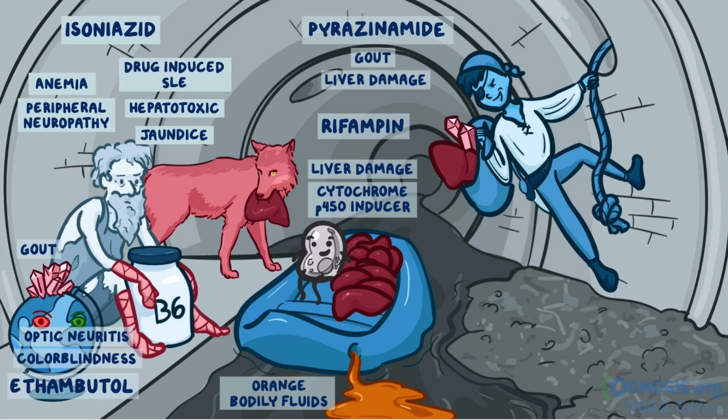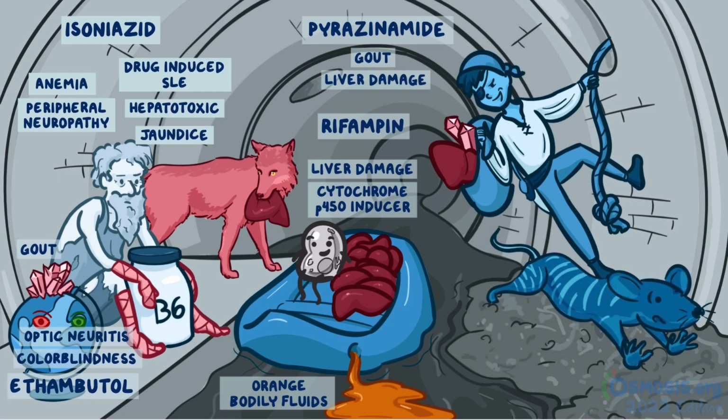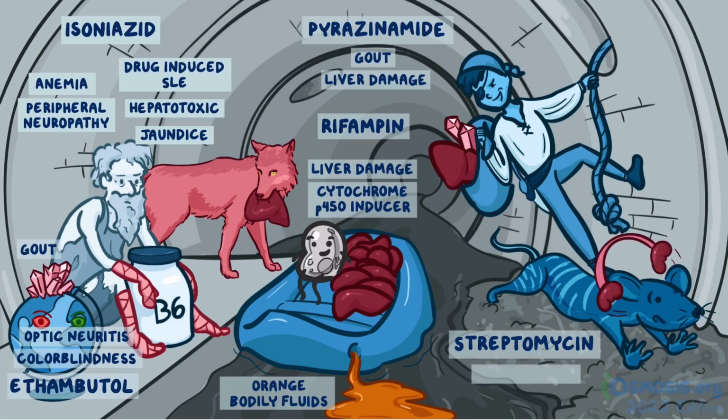Finally, running away from the pirate is a giant mouse with stripes, which represents streptomycin. The fact that it's running away into the sewer should help you remember that it's used to treat TB that's spread to other parts of the body, like the brain, where it could cause meningitis. The mouse is wearing kidney-shaped headphones to help you remember it's nephrotoxic and can also cause hearing loss.